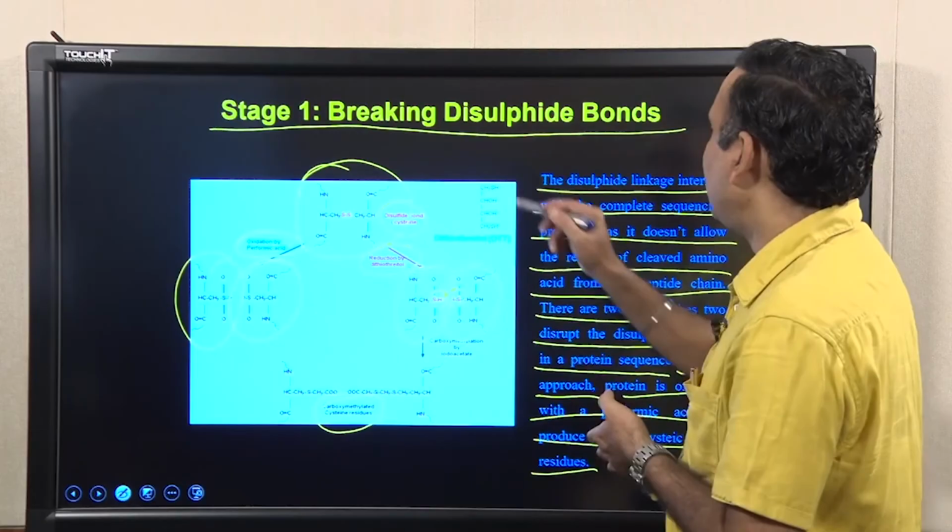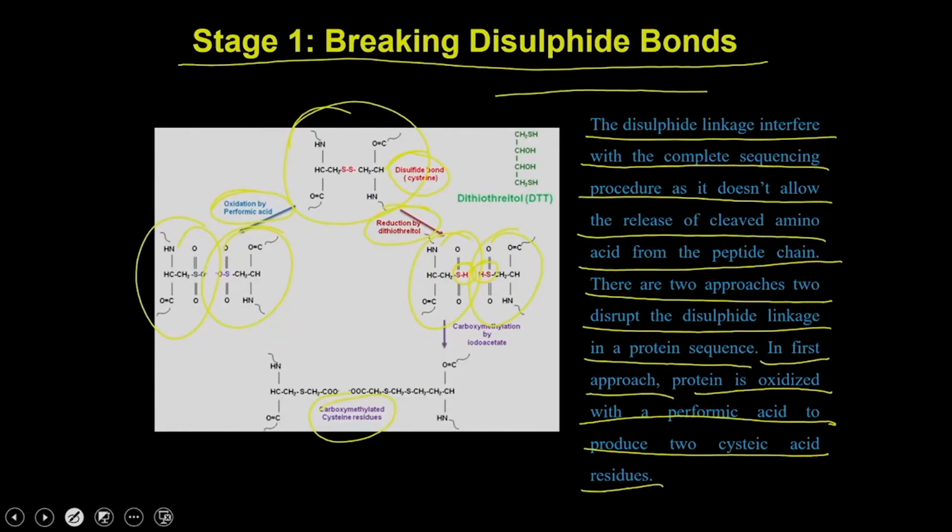The way these disulfide linkages interfere is, for example, you have a disulfide linkage like this, right. When you do a trypsin digestion and trypsin cuts this fragment like this, even if it has cut, there will still be a disulfide linkage.